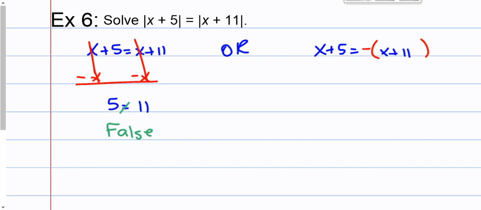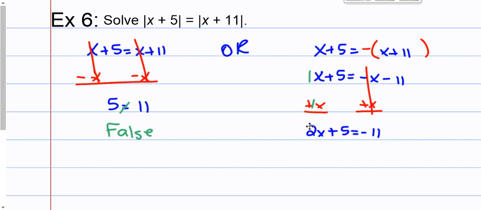Now, on the right side, we can go ahead and distribute the negative. So we have x plus 5 equals negative times x is negative x. Negative times 11 is negative 11. Now let's solve. Add x to both sides because I'm moving all x's to the left. On the right, they cancel. If there's no number in front, remember that there's a 1 there. So 1x plus another 1x is going to give me 2x plus 5 equals negative 11.